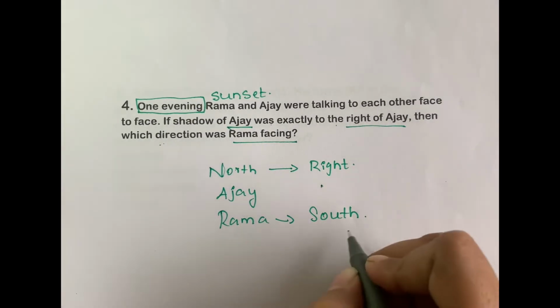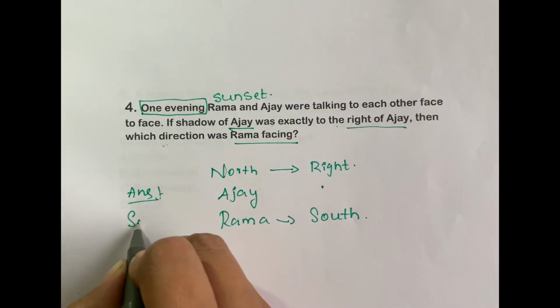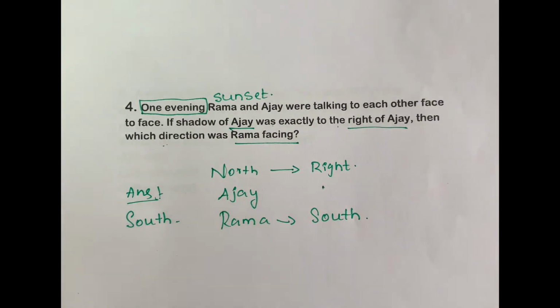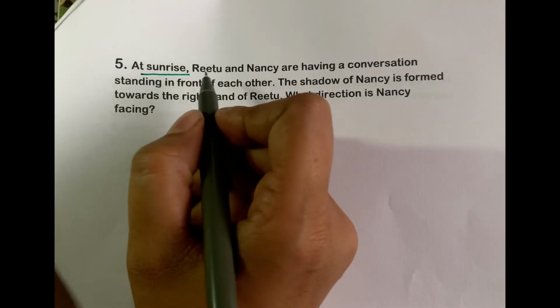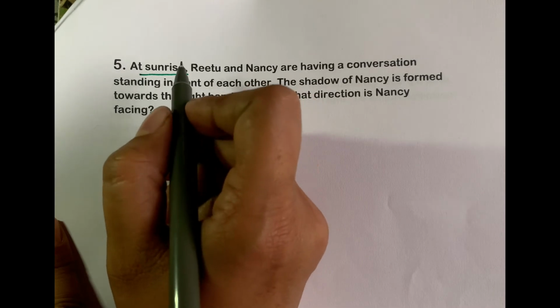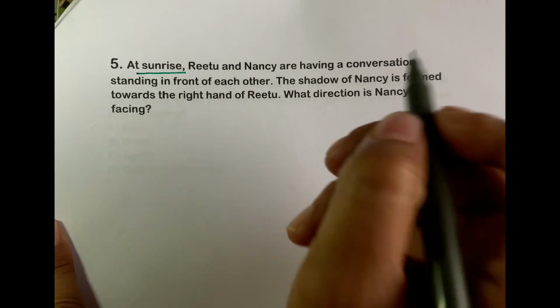Rama should be south facing. South is the answer. Okay, the answer is south. Next question. At sunrise, these words are very important. Whether it is sunset or sunrise, that should be properly noticed while solving the shadow questions.